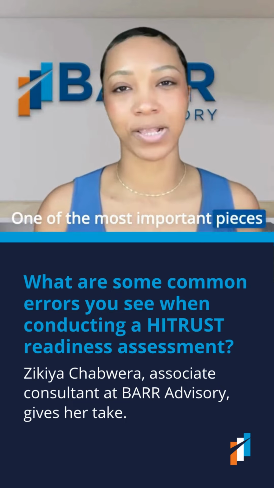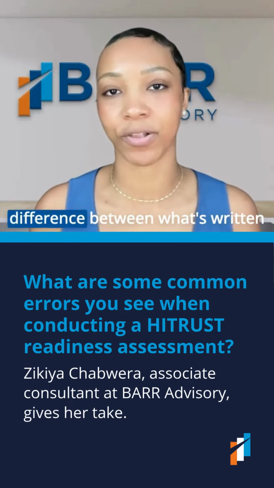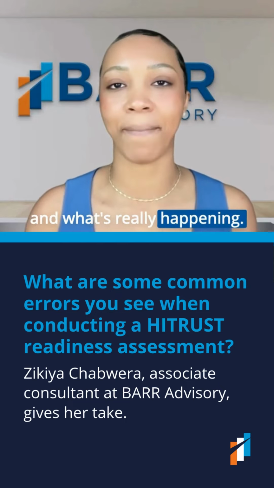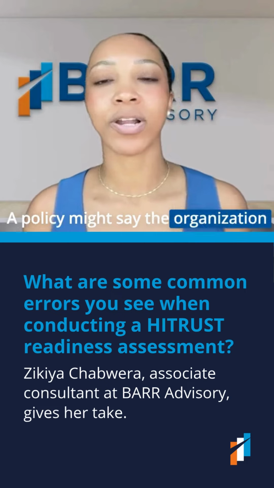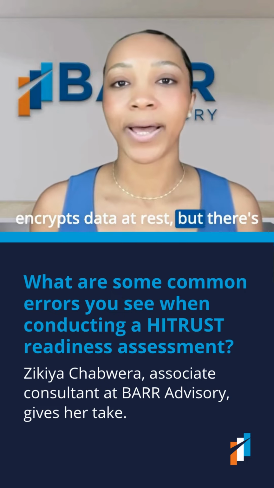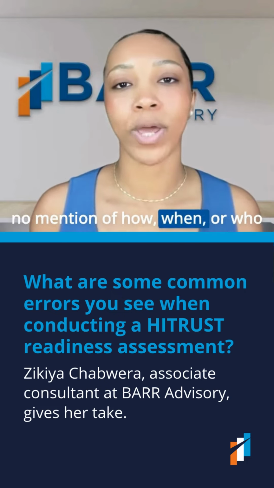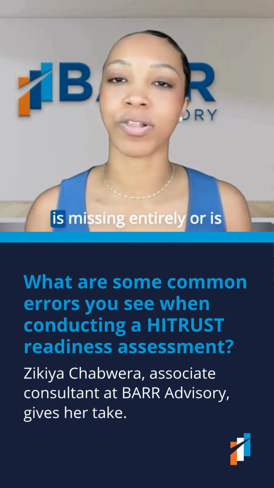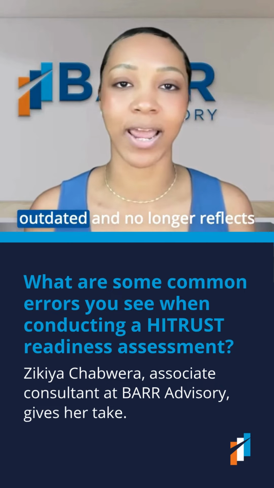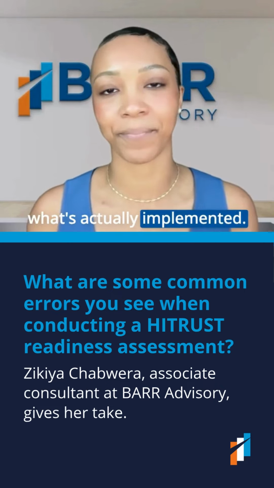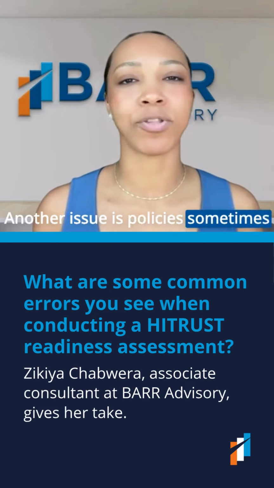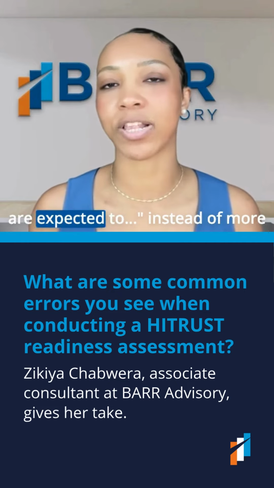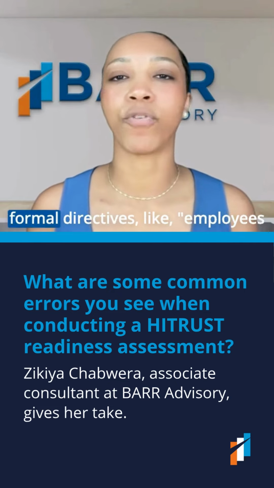One of the most important pieces of this process is evaluating the difference between what's written and what's really happening. A policy might say the organization encrypts data at rest, but there's no mention of how, when, or who ensures that happens in practice. In many cases, the procedure is missing entirely or is outdated and no longer reflects what's actually implemented.